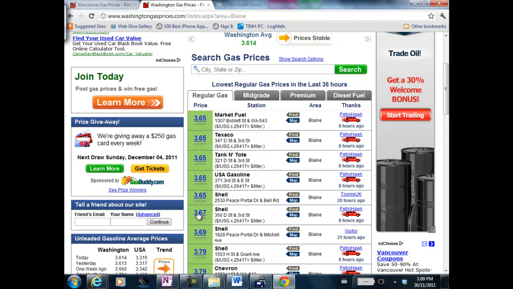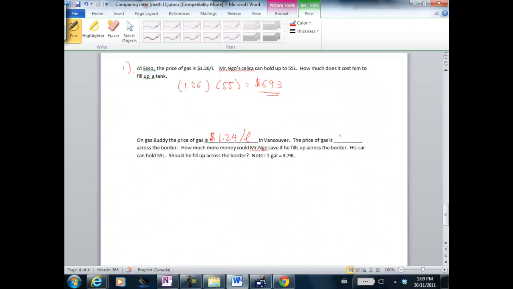So we're going to write this down right now. The cheapest gas across the border, the closest to Surrey, is $3.65 per gallon. And this is probably maybe a 20-minute drive from here. So $3.65 per gallon, let's write this down. Your question is this. If I need 55 liters of gas, how much would it cost me as of today versus how much would it cost me if I go to Seattle and fill up the gas?